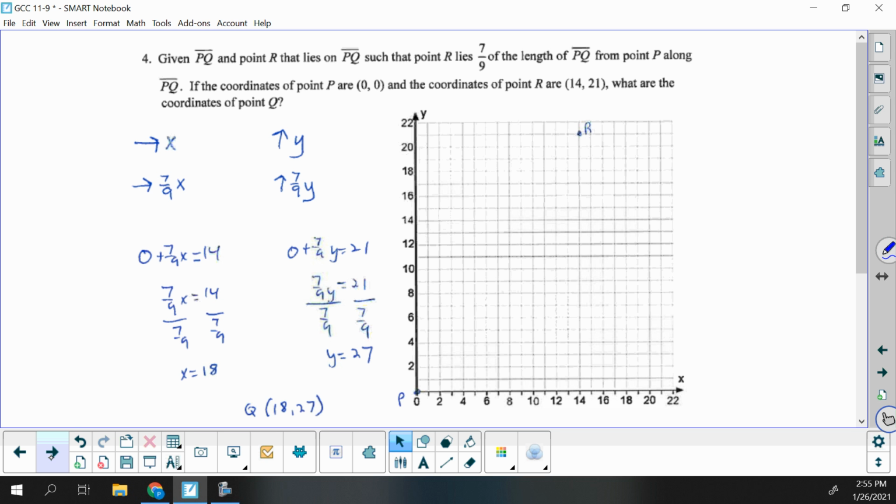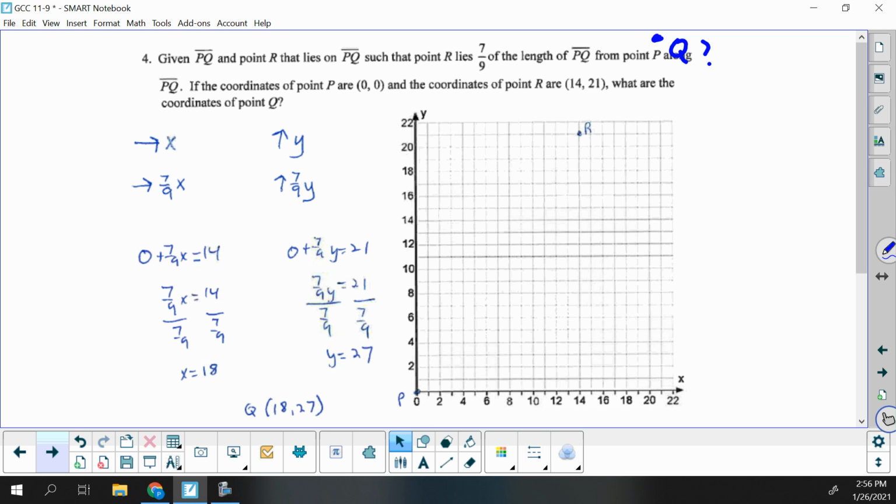And then 4, we wanted 7/9 of the length from P. We know that P is 0, 0, and the point in between, somewhere, is 14, 21. But what we don't know is what's that other point up here? What's that point Q? We don't know it.